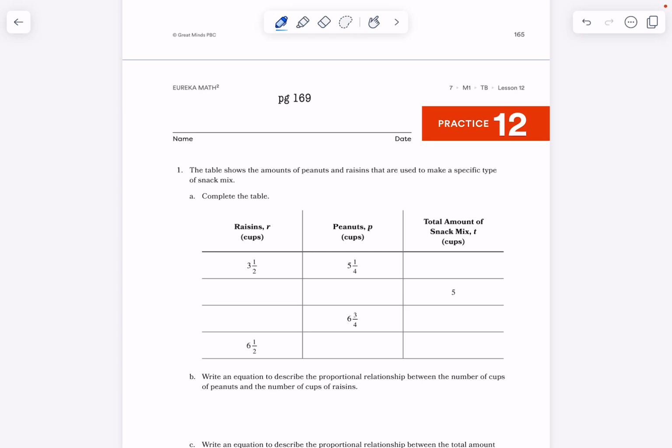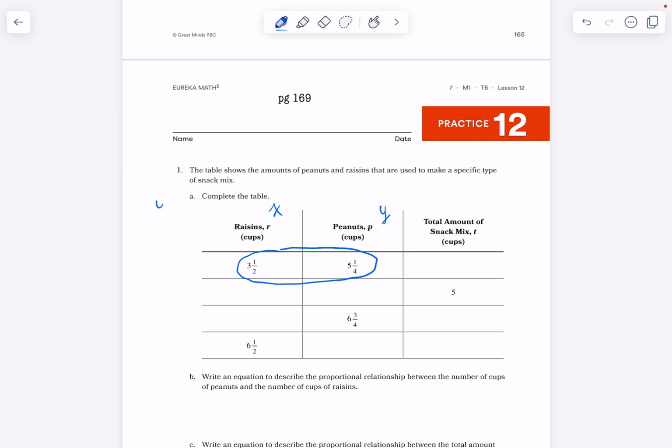I'm going to take some time to go over the content on this assignment because it is a little bit confusing. So let's go ahead and dive right in. We have this table where we're given raisins, peanuts, and total amount of snack mix. To start off, I'm always going to label my table. So I'm going to start off with X and Y. That's going to help me find my unit rate. So I would start right here, finding your unit rate using these two corresponding values.